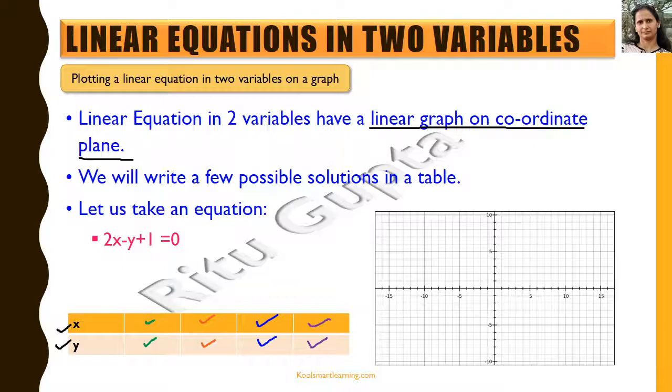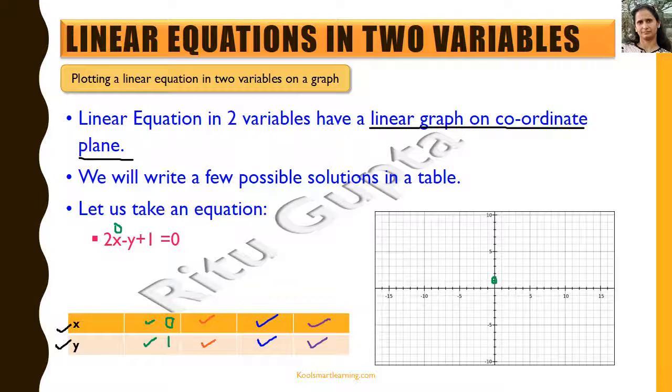So let's first of all take x equal to 0. For x equal to 0, it becomes 0 minus y plus 1 equal to 0, so y becomes 1. Now we can plot this point (0, 1) on this coordinate plane. So we say x is 0 and y is 1. This will be the point.